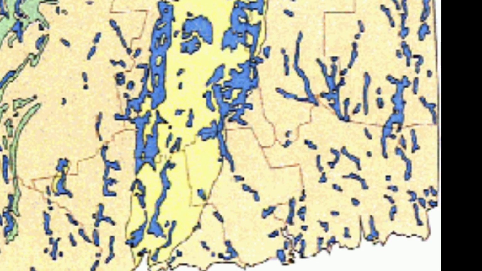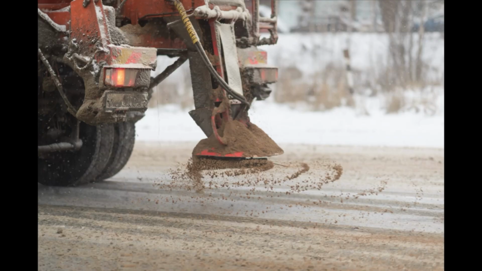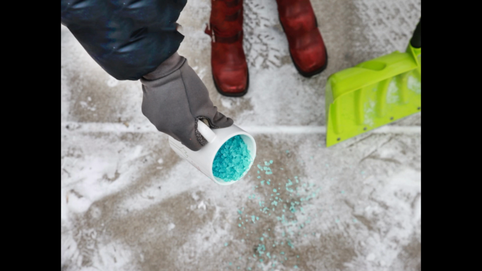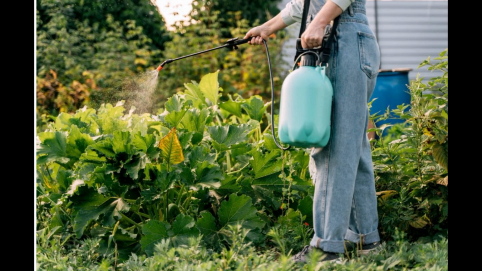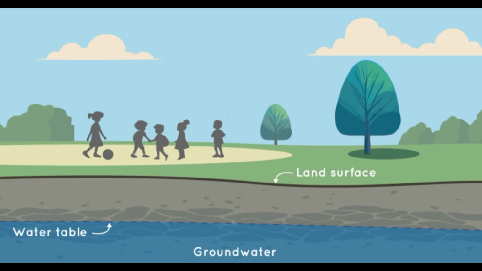Even here at UConn, groundwater monitoring wells track subsurface water quality. Past studies have shown how deicing salts used on roads and walkways infiltrate local aquifers, elevating chloride levels above background thresholds. This is a reminder that everyday actions, such as salting sidewalks, using pesticides, even car washing, can affect systems beneath our feet.